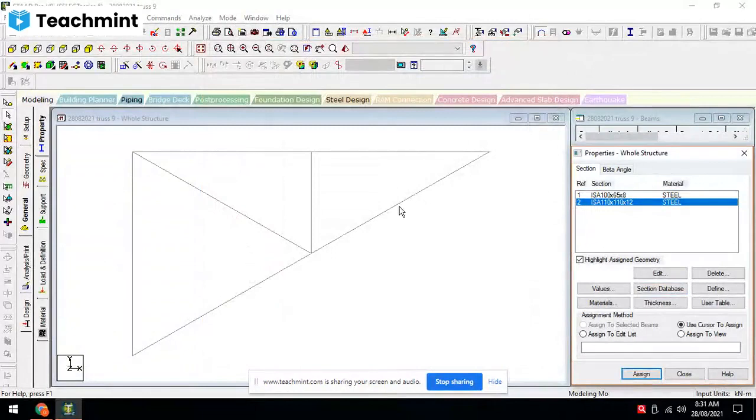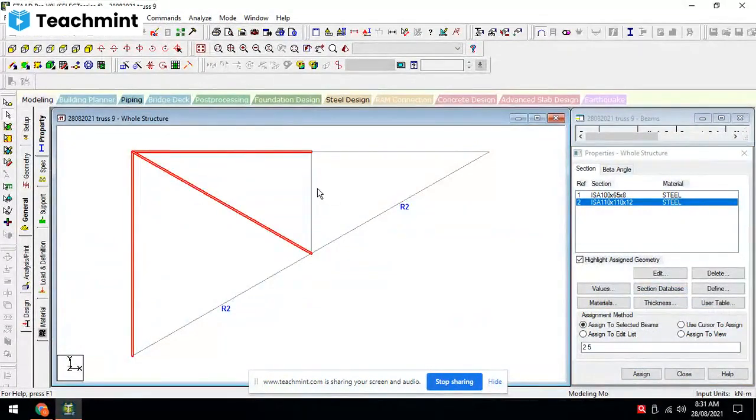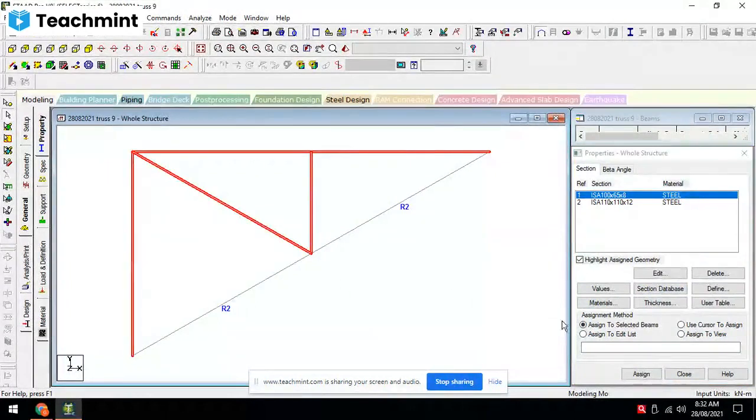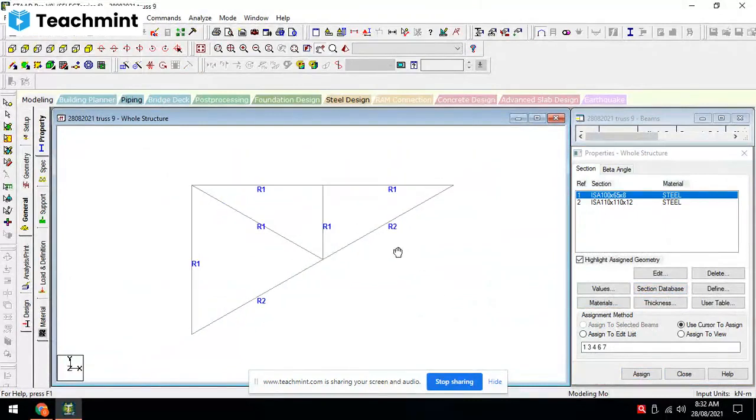So I will assign this section to these two members only, that is 2500, assign, and for the remaining I will assign the 1250. Press control and select the members and then assign. Yes, the properties are assigned as per the given case. 1250 is for all the members except these two inclined members, that is 2500 square mm.